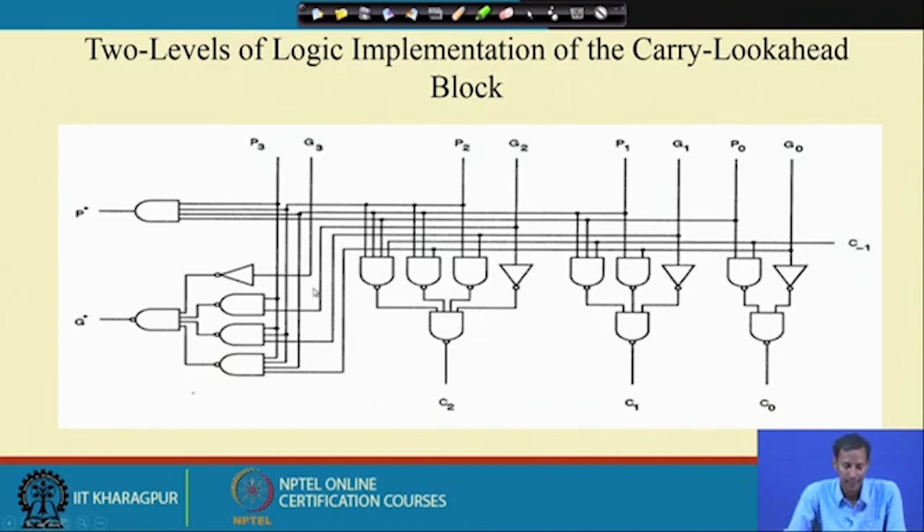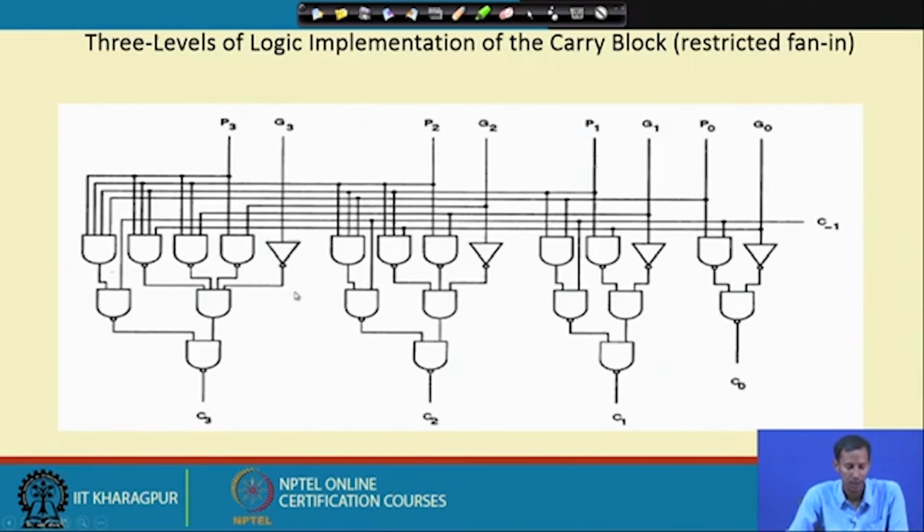Next you see the 2 level of logic implementation of the carry look ahead block. This is another implementation technique. Here, instead of this, if I put it in the vertical, it will be just the same. And then the 3 level of logic implementation of the carry block with restricted fan in.